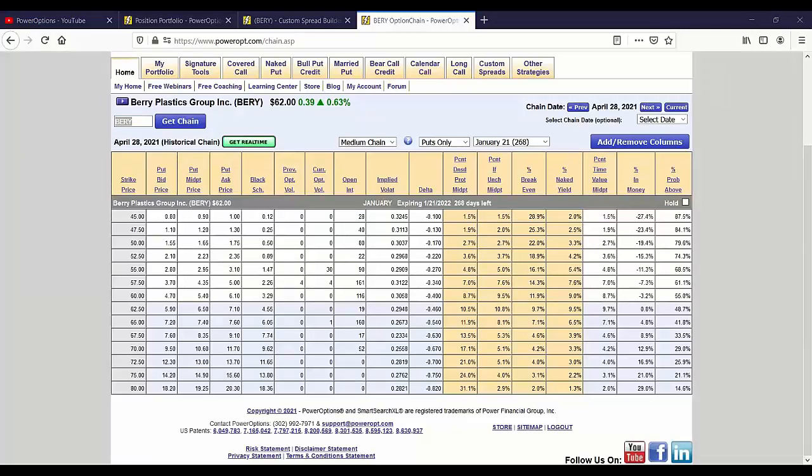Okay, so you can see here that the percent time value midpoint column for the puts on April 28th, the highest time value risk is at the money, 62.5 strike. The 65 was down to about 7%. And, as you go deeper, you get the lower. This would be the maximum risk.